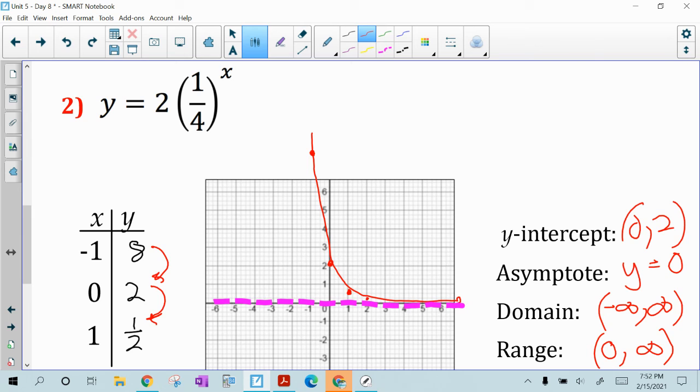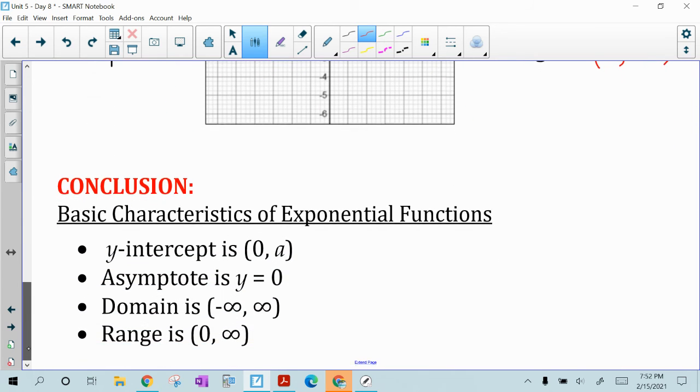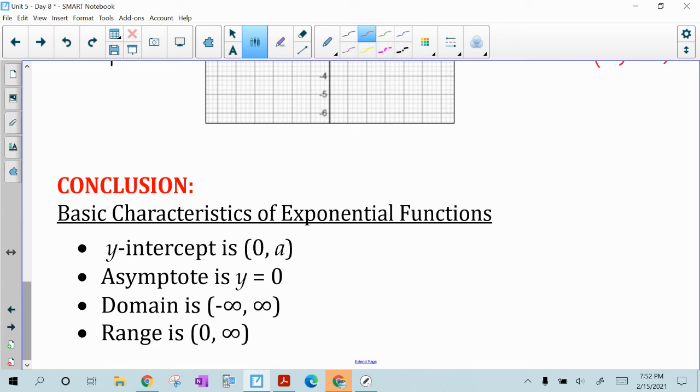So, in general, what are the things you should keep in mind? Well, there are some basic characteristics of any exponential function. First off, your y-intercept is always going to be (0, a). Always (0, a). For your basic exponential functions, until we start moving them around, we'll start off with an asymptote at y equals 0. My domain for all of these is negative infinity to positive infinity, and my range is just going to be from 0 to infinity.